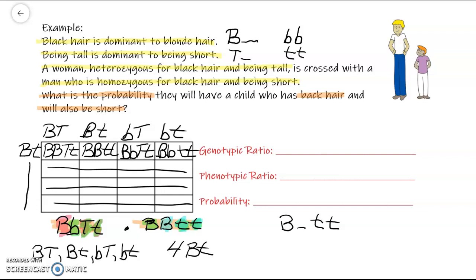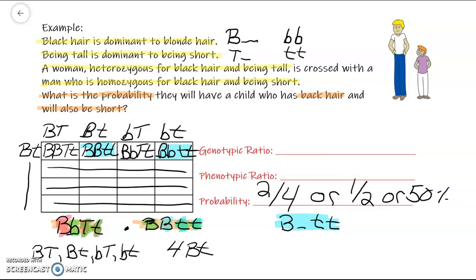But what we want to find out is how many of them fit this description of children with black hair who are short. When I look at the Punnett square, there are 1, 2 that fit that description, that have at least one big B and are fully recessive for the T gene. So our answer out of four possible offspring is 2 out of 4, or 1/2, or 50%. That's our answer, and we're done.